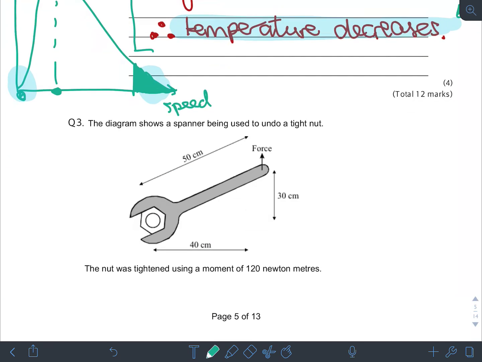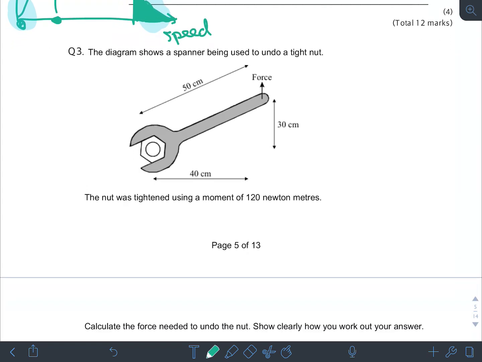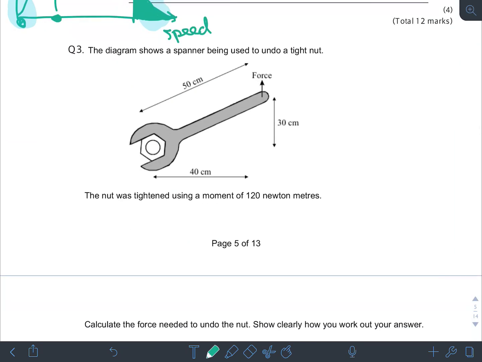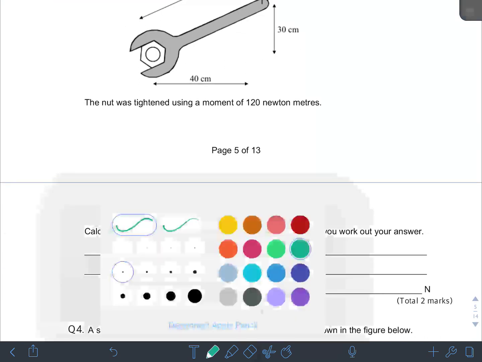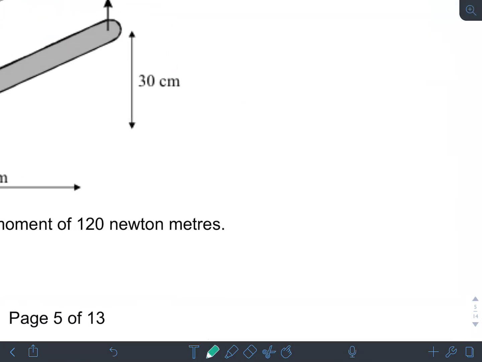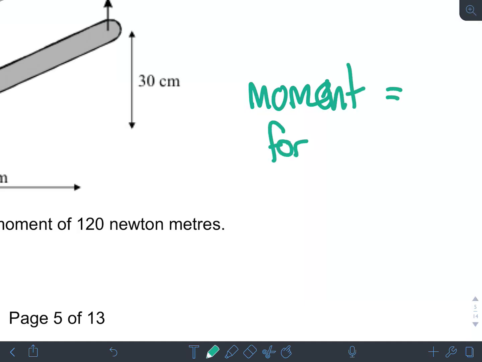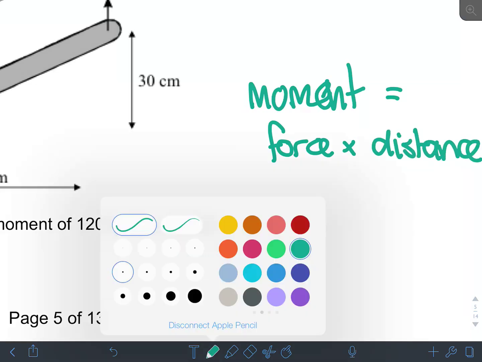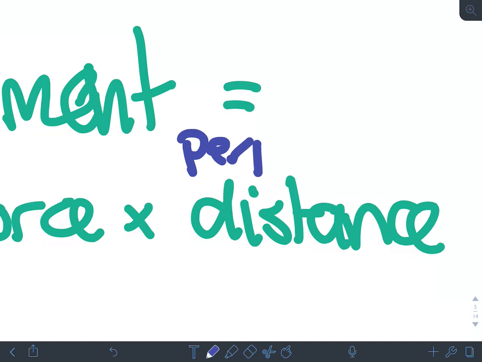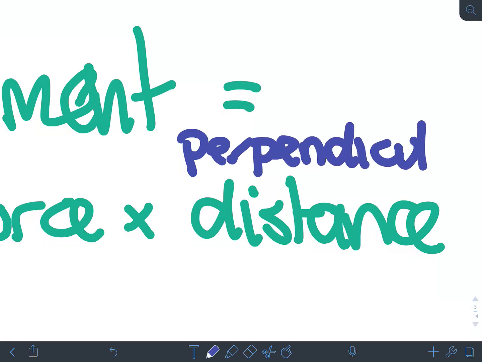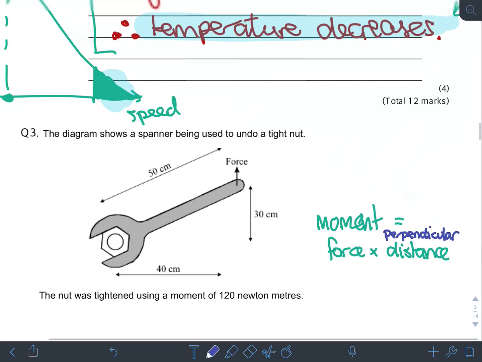Okay, moving on. We've got one about moments. The diagram shows a spanner being used to undo a tight nut. The nut was tightened using a moment of 120 Newton meters. Calculate the force needed to undo the nut. Show clearly how you work out your answer. Most of you remembered that to calculate a moment, it's equal to the force times the distance. The thing that you forgot was the word that goes in front of distance, which is the perpendicular distance. Force times the perpendicular distance.